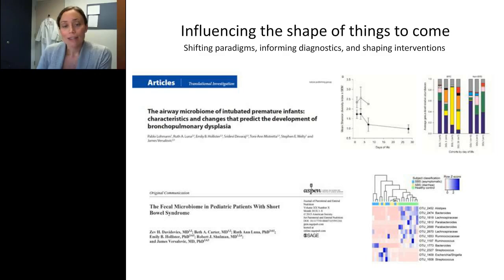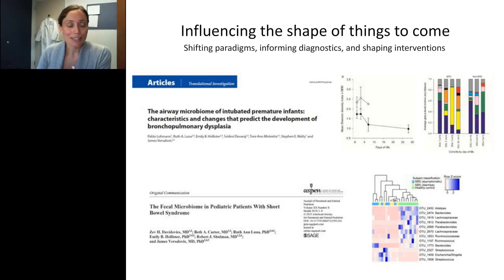We have a couple of collaborators from the Department of Neonatology who've been very interested in studying the airway microbiome in premature infants and the degree to which the airway microbiome can be used to predict the development of serious conditions like bronchopulmonary dysplasia. This work was led by Pablo Lohman, and what we found is actually really interesting.